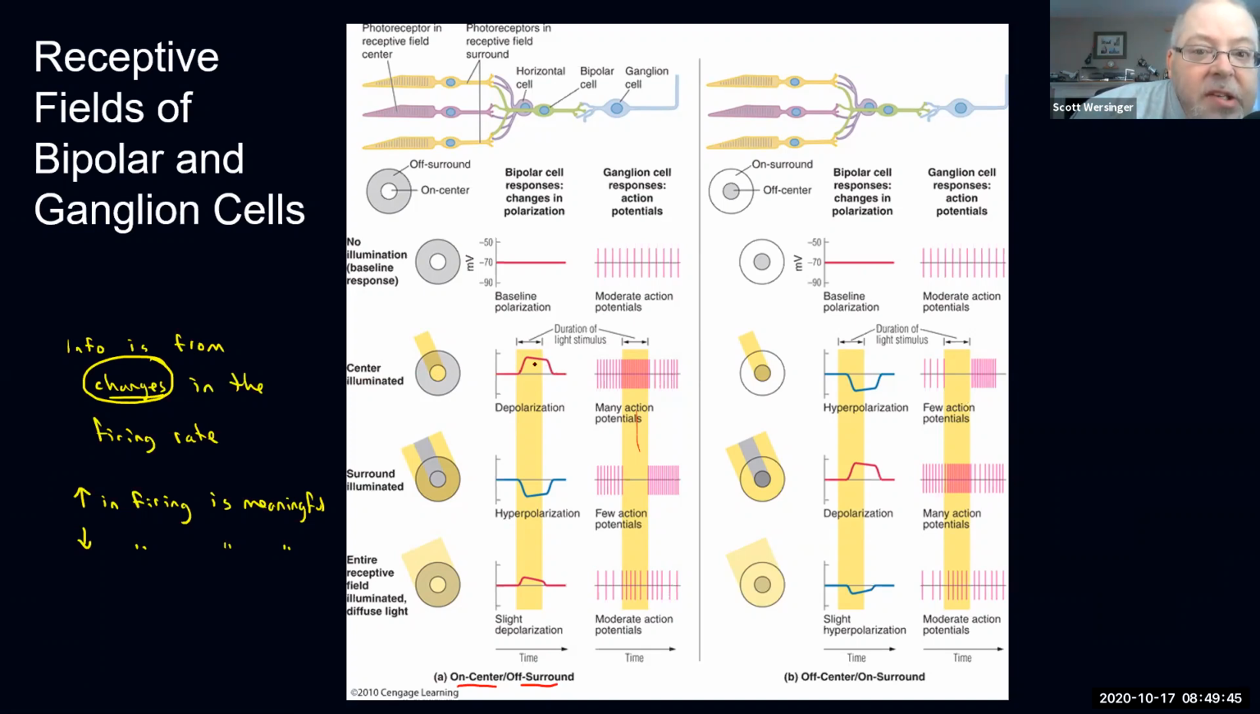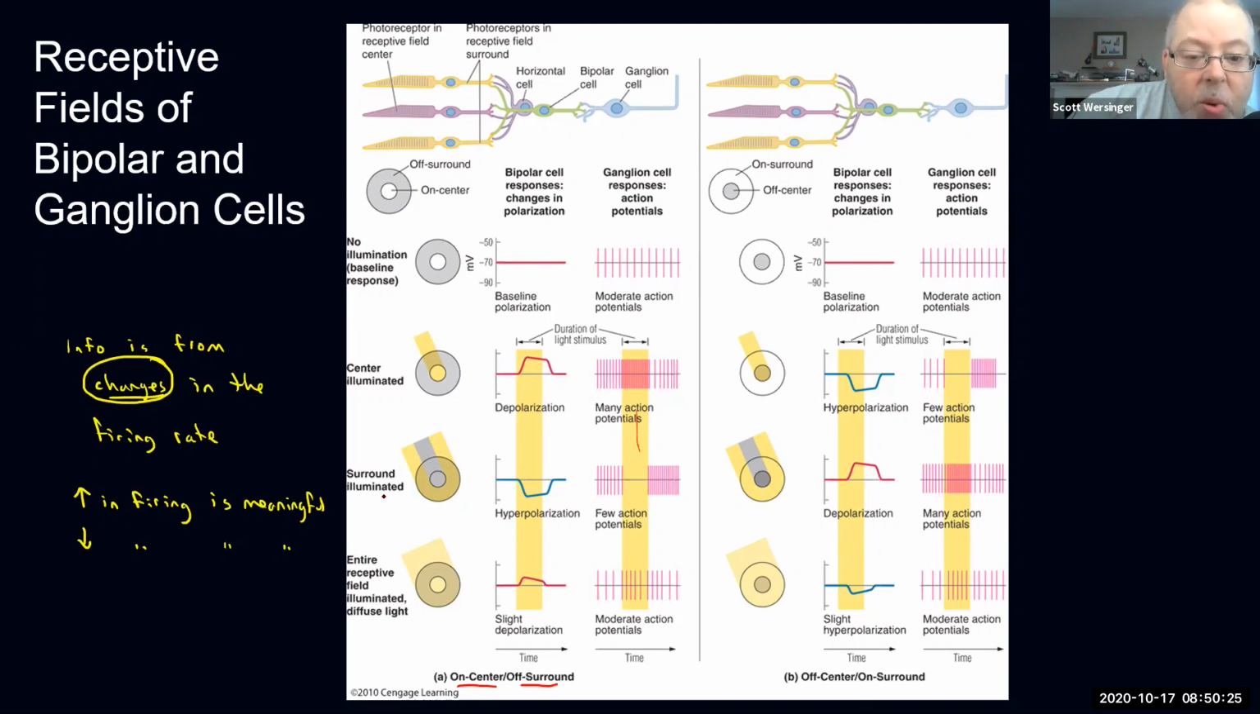Now, this excitation in the bipolar cell is going to lead to a lot of action potentials from the ganglion cell. Okay, so here we are just at baseline firing some action potentials. The light comes on. It's in the center of the receptive field. We get a massive increase in the firing of action potentials. The light gets turned off. We return to normal. Okay, so remember, photoreceptors and bipolar cells don't have action potentials. Only the ganglion cells do. That's where the action potentials start. So depolarization, lots of action potentials.